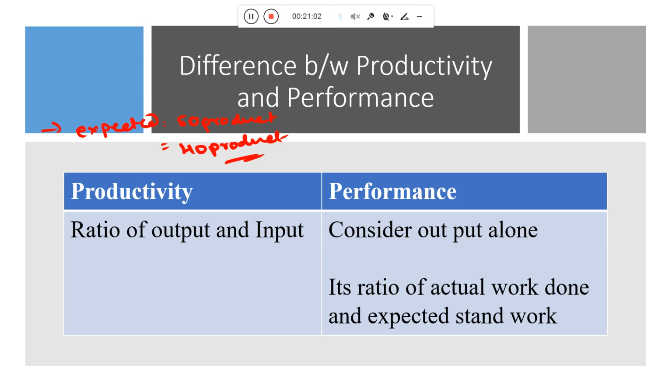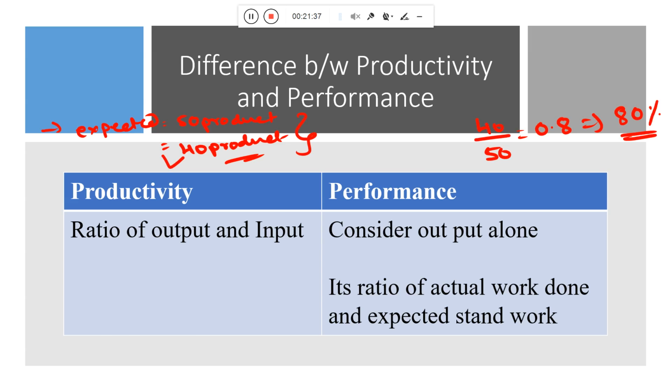Here you set the standard in the time study, when we do it, you set the standard for a particular job. So the performance is the ratio of actual work done and the expected. That is the ratio of actual product, how much he produced, that is 40, and the expected is 50. So 40 by 50, 0.8, means you can say 80%. Are you getting my point? What is the performance, class?